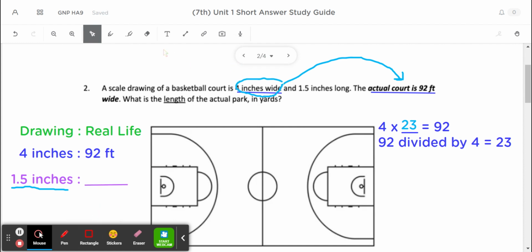The other way that you could do this, which I'm not going to show right now, but I want to remind you, is that this is also an equivalent ratio. So if you find out what you're dividing 4 by to get 1.5, you could divide 92 by the same thing, and you'll end up with the correct answer. Okay, so that was quite a bit of help on question 2. Go ahead and pause this video to answer question 2. Once you've answered question 2, come back and you can watch me on question 3.